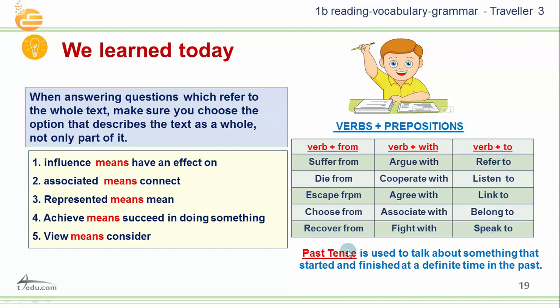speak to. And finally, we talked about the simple past, which is used to talk about something that started and finished at a definite time in the past. And always at the end, you will find adverbs that help you, like yesterday, last week, last night, last year, last month, last weekend, or in 2007, 2010. This all indicates that this is the simple past. And for negative, we say he didn't go. And for the question, did he go?